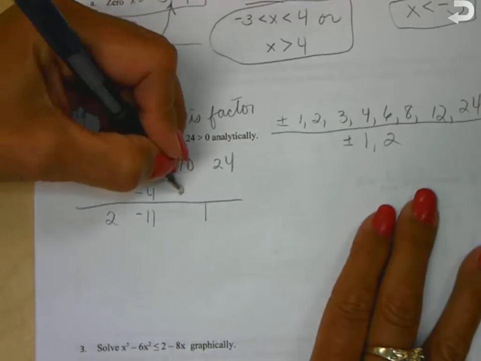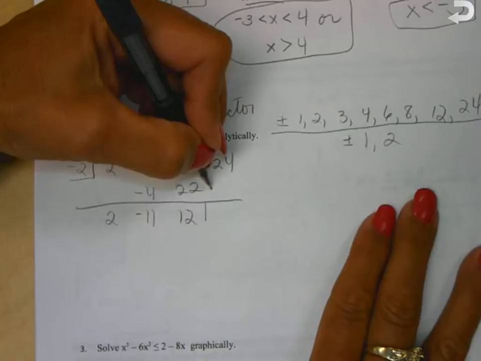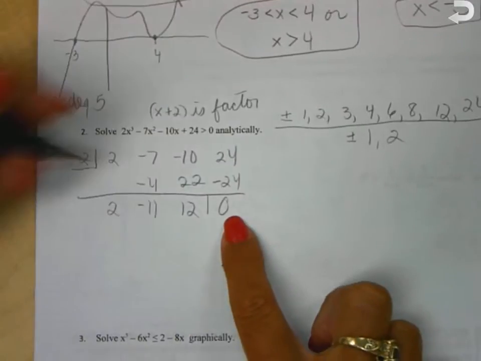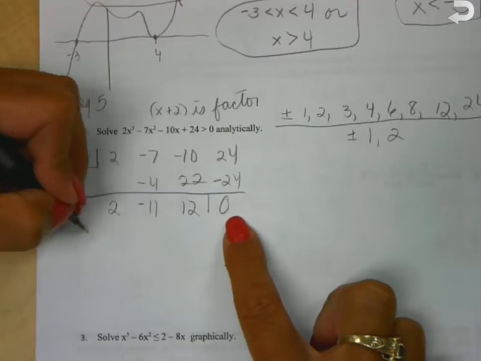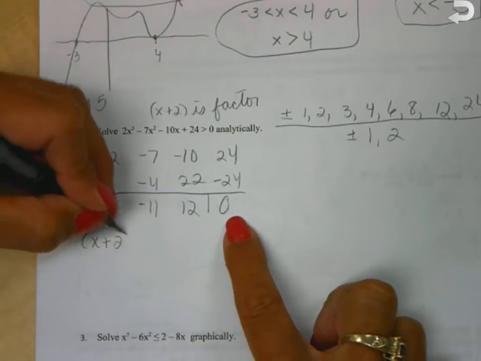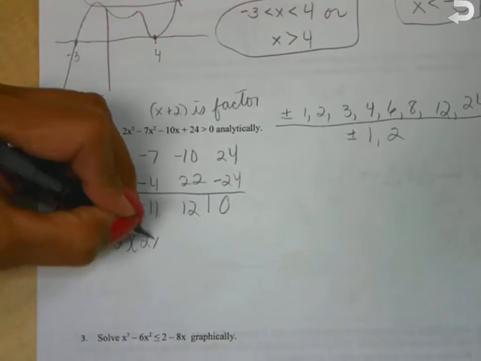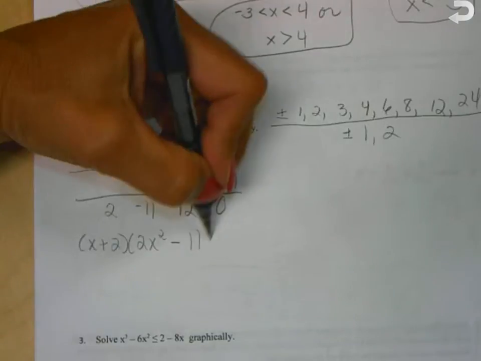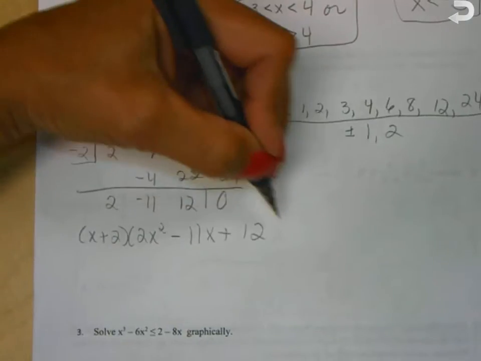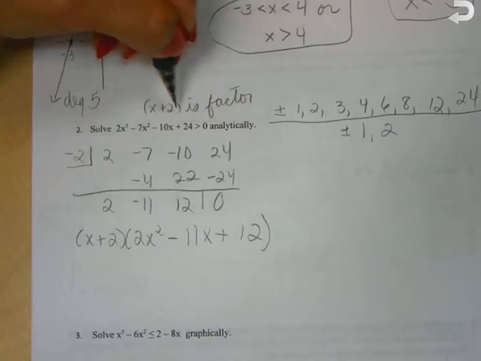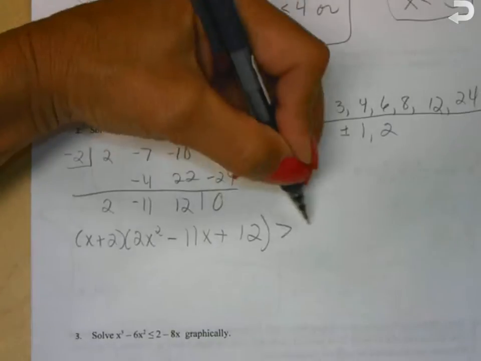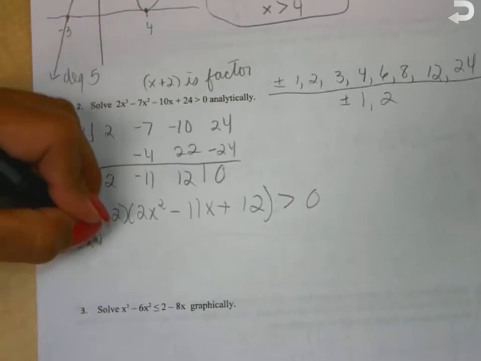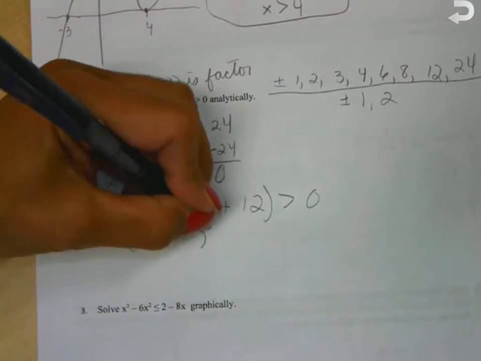So we've got 2, -11, 12, and you can see that the remainder is 0. So this polynomial does break down into x plus 2 times 2x squared minus 11x plus 12. And I want to know when this is greater than 0. And we just need to finish our factoring.